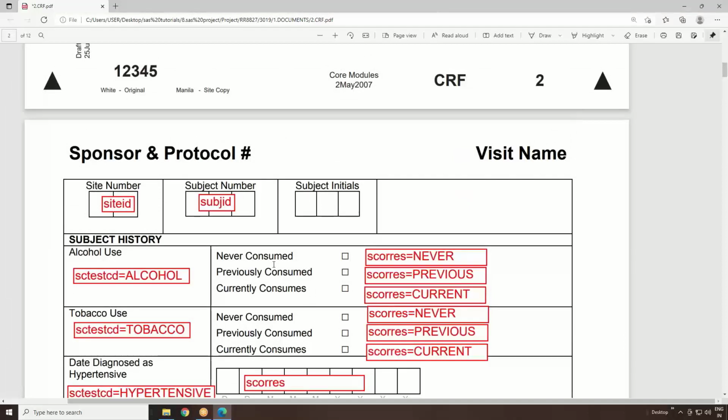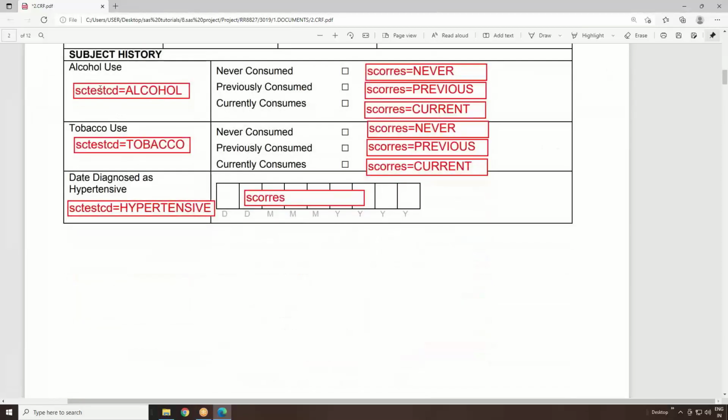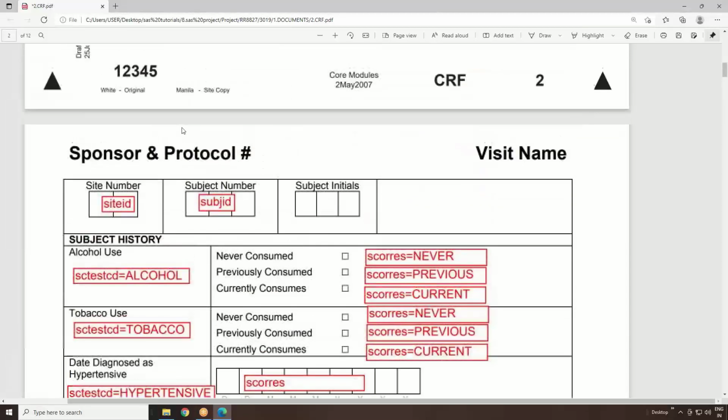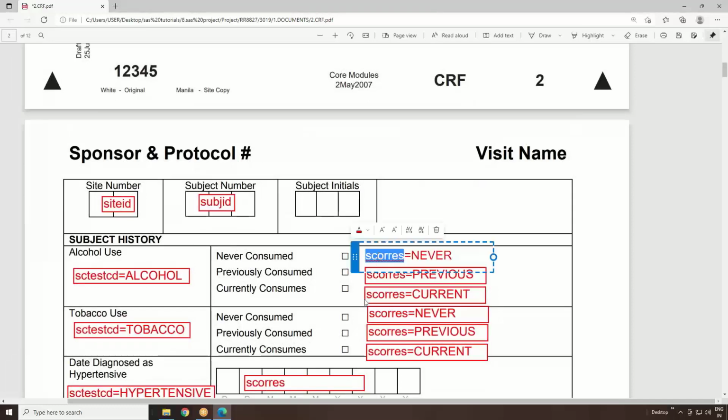Every protocol and every CRF page will have the common things, which are site ID and subject initials, the very common stuff every time. Now you can see that alcohol usage is going to be a variable in that. In which variable it is, scores is a variable. In that you will get never consumed, previously consumed, and currently consumes and so on.